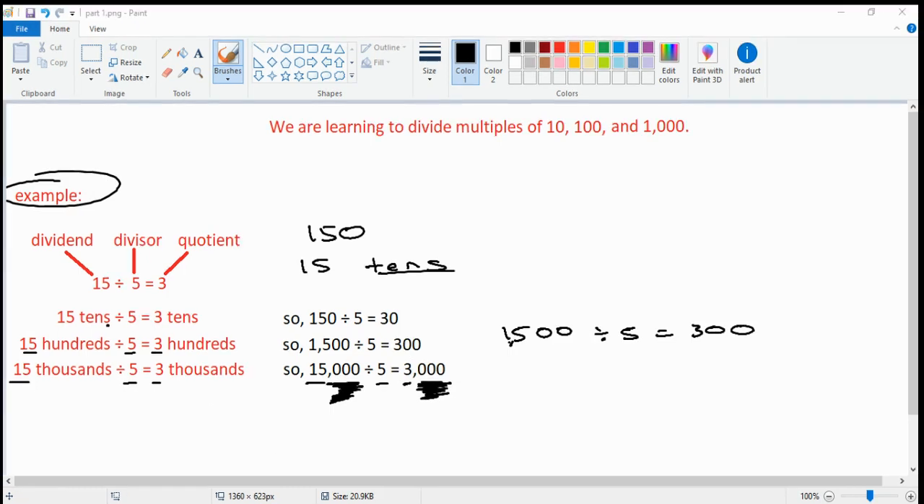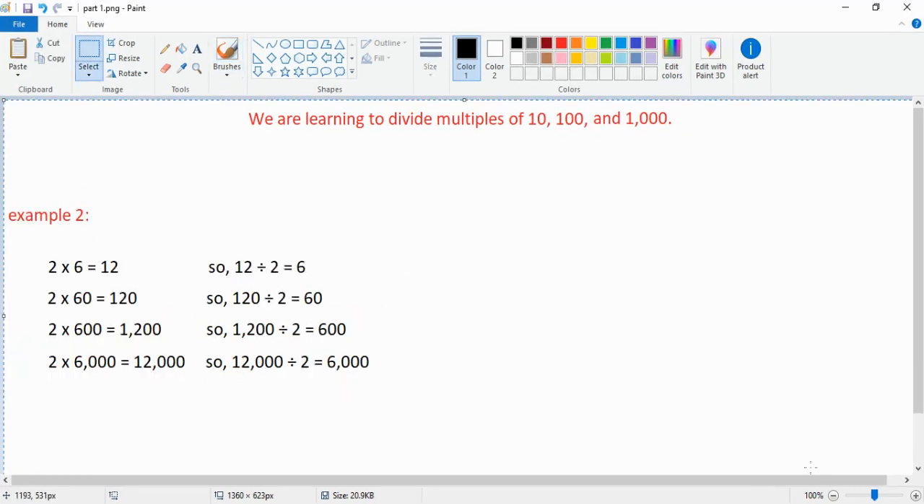If we move on to our next example. As I say, the activity sheet keeps changing the style of questions, so it might be confusing. So if we think about the second example, if we know 2 times 6 equals 12, then we should know 12 divided by 2 is equal to 6. If you remember your fact families or the connection between multiplication and division. So 2 times 6, as we said, is equal to 12. Well, 2 times 60 is equal to 120. Then 120 divided by 2 is equal to 60.